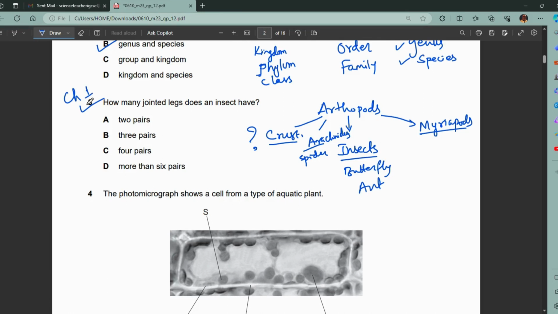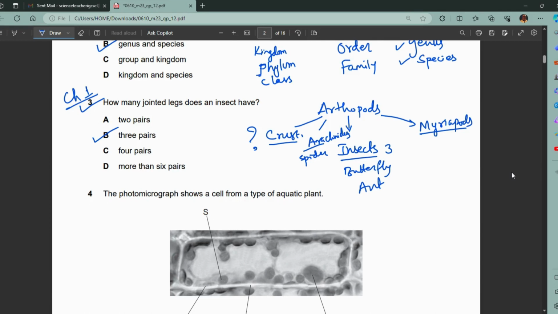Again, this is a chapter 1 question, so 3 questions from chapter 1. And the answer, we know that it is 3 pairs, so that goes for B. Okay, that's done. Insects have 3. Myriapods, many. Arachnids have 4 pairs. Crustaceans, do let me know in the comment box. I'll be waiting for you.